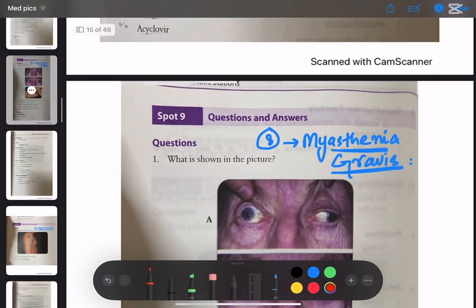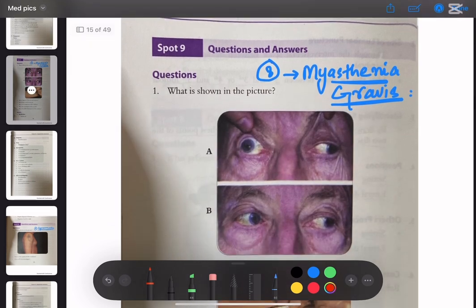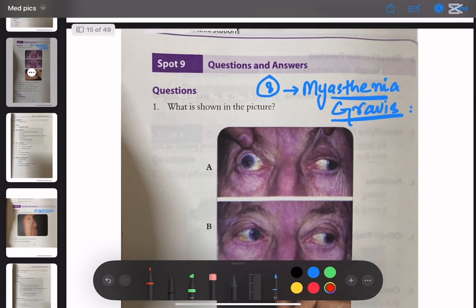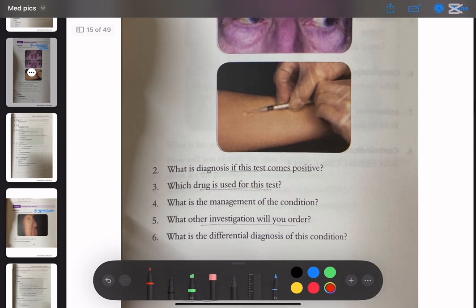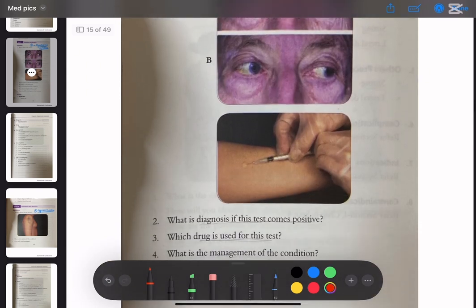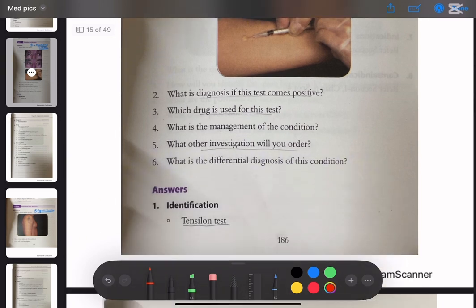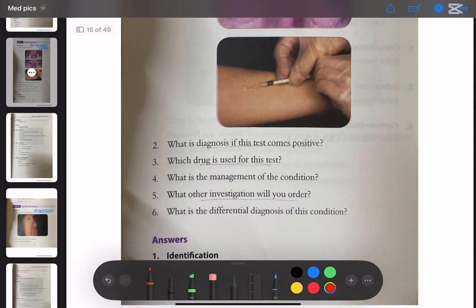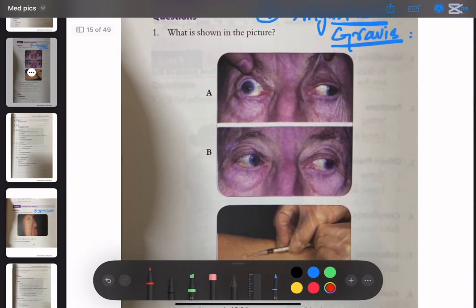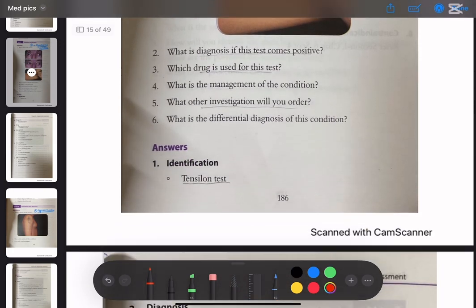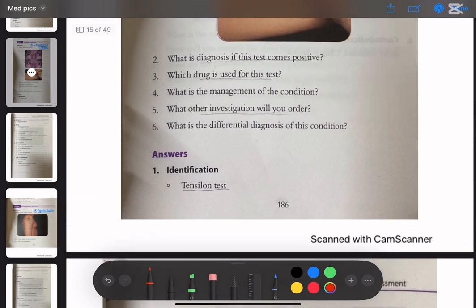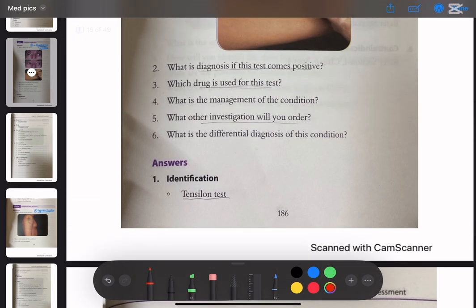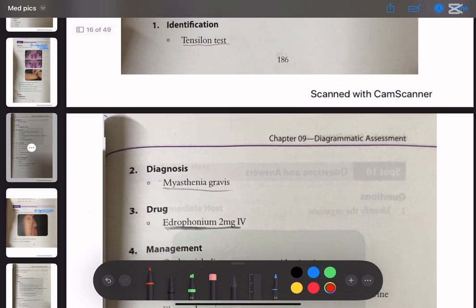Now this is the next case, which is myasthenia gravis. So what is shown in the picture? It is myasthenia gravis. Which drug is used for this test? So what is the diagnosis if this test comes positive, and which drug is used for this test? So the diagnosis is myasthenia gravis, and the identification is done through the Tensilon test. Okay, and the drug that is used is edrophonium.